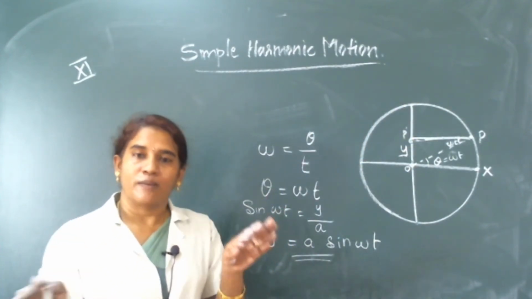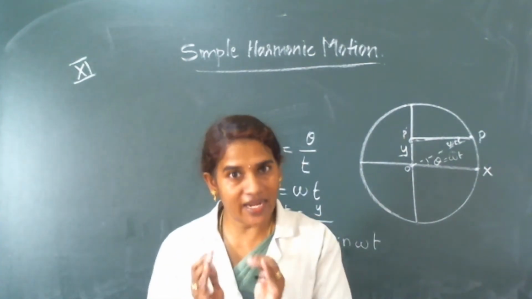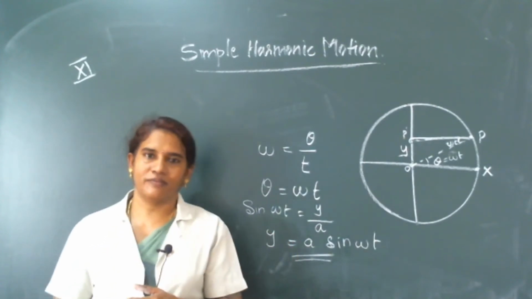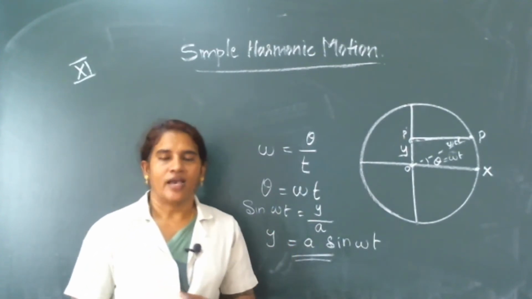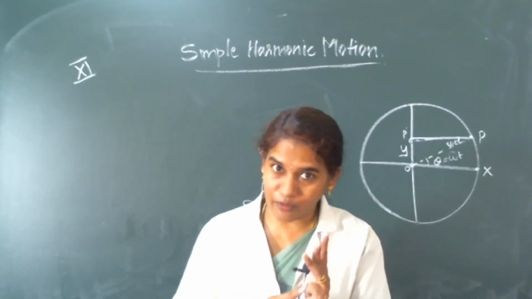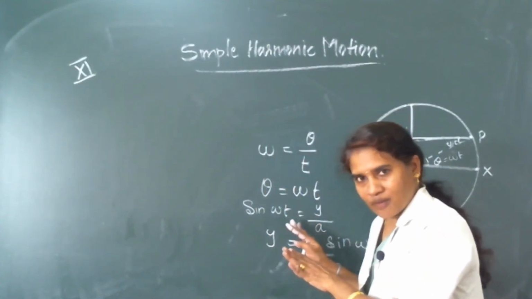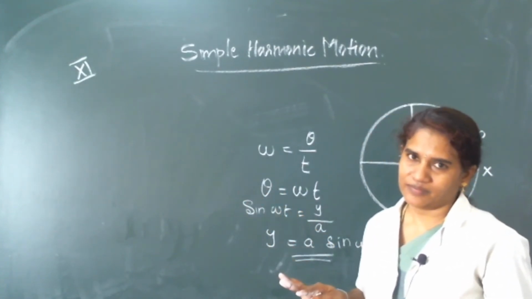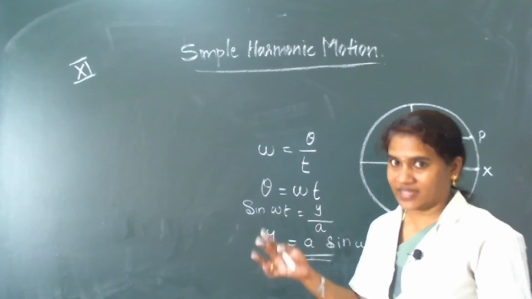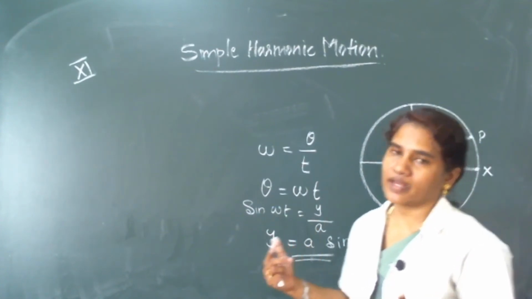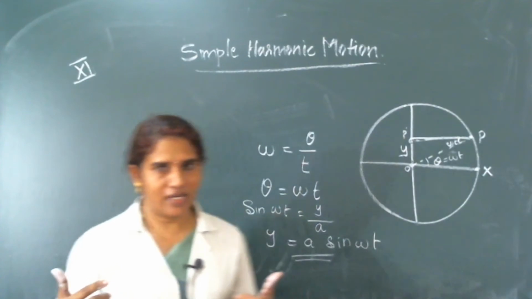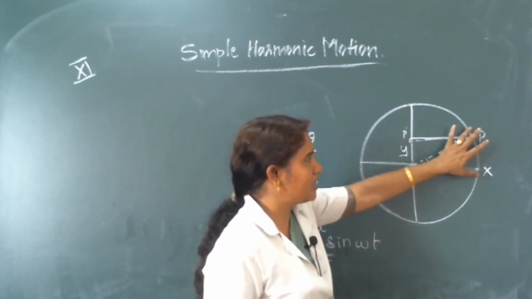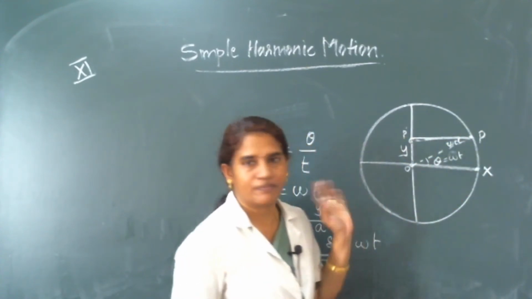So by comparing with circular motion we can get the expression of displacement y equals a sin omega t. Clear? This is called simple harmonic motion because we can represent it in terms of harmonic functions. Now you understood how we are getting these equations, by comparing with uniform circular motion. Here we are always taking the measurement from the mean position.